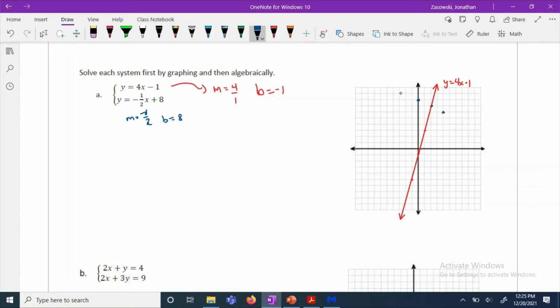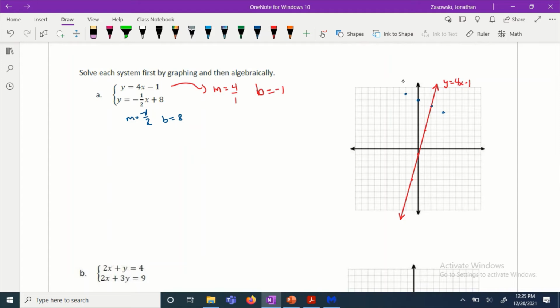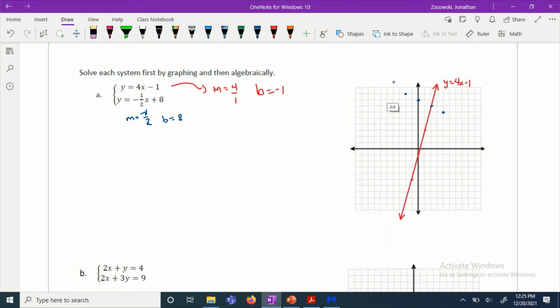So you can already see what points they have in common. We can go ahead and draw our line in here. Double-sided line. All right, make sure we state the equation. And then we state our solution. Okay. So this is the point (2, 7).